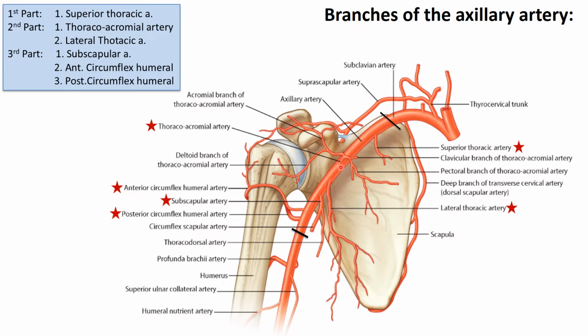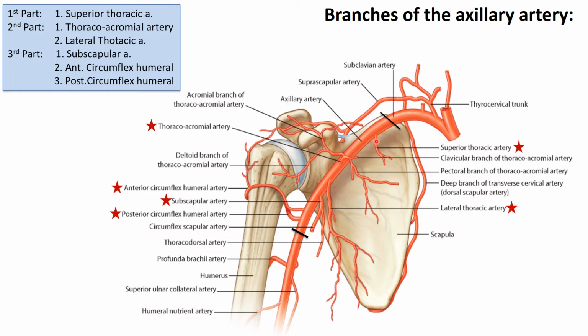Now let's look at the branches. As I mentioned in the previous slide, when the pec minor was there, we said this part of the axillary artery, up to here, is the first part, and these two branches are within the second part, and then from here to here is the third part of the axillary artery. Interestingly, the first part gives away one branch, the second part gives two branches, and the third part gives three branches. So that is easy to remember.